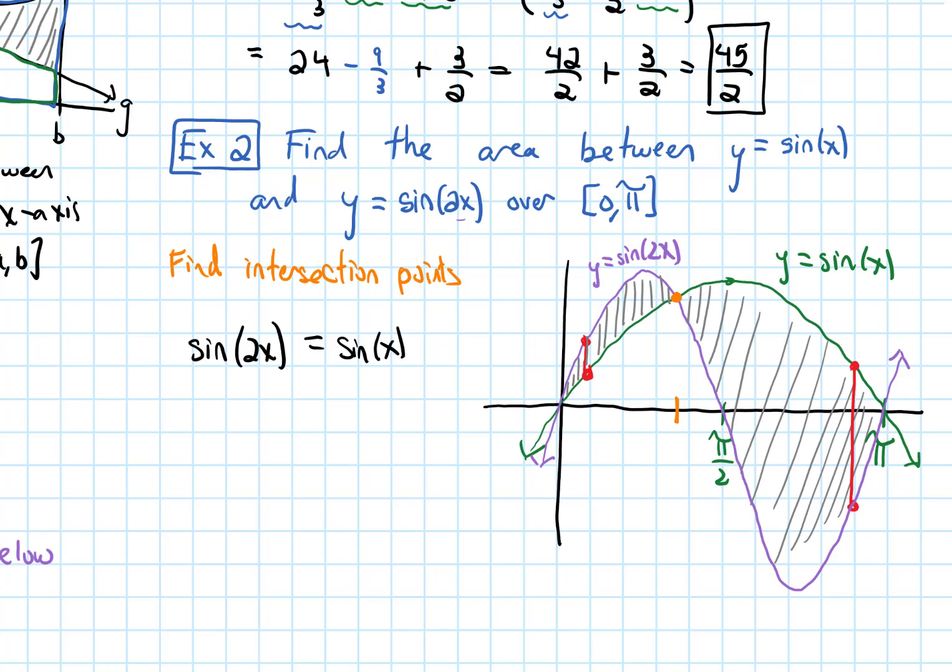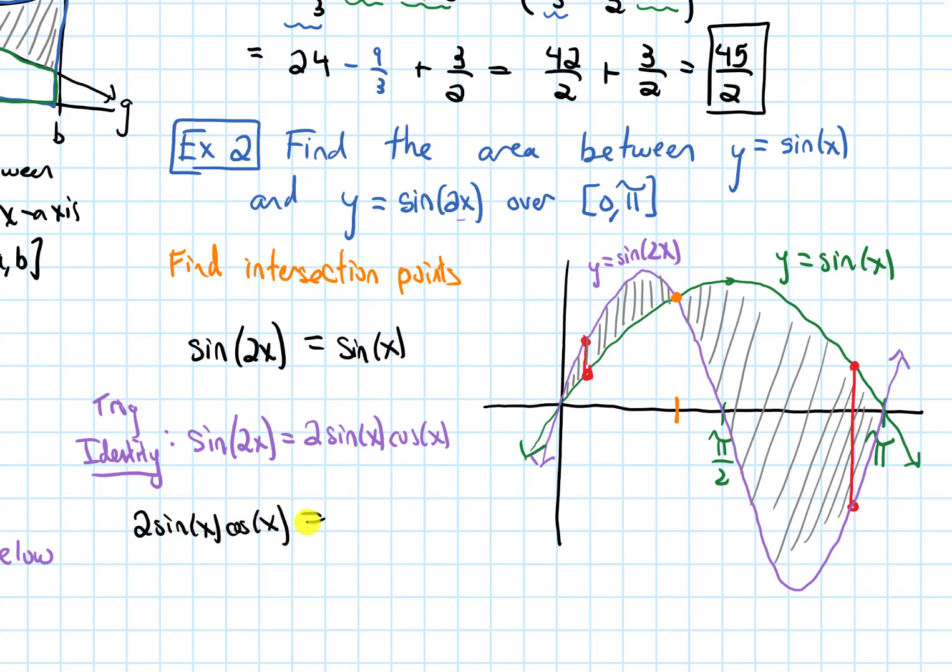So to solve this, there's a key trig identity we'll need. There's a trig identity for sine of 2x. I've got to think back to pre-calc or trig here. Sine of 2x is equal to 2 sine x cosine x. All right, so if I substitute that in, we'll get 2 sine x cosine x on the left equals sine x on the right.